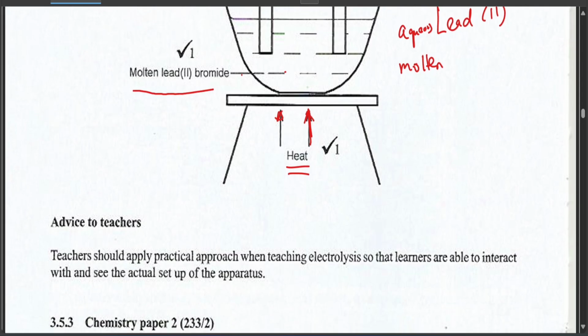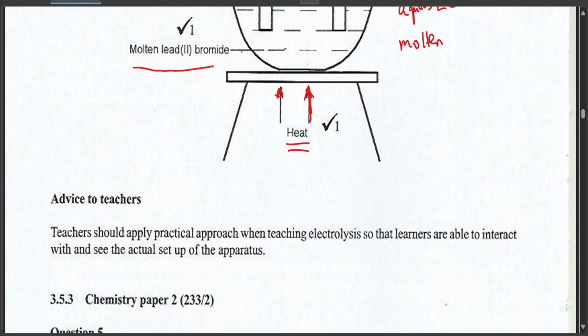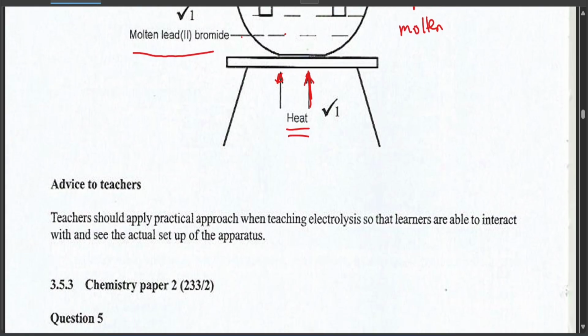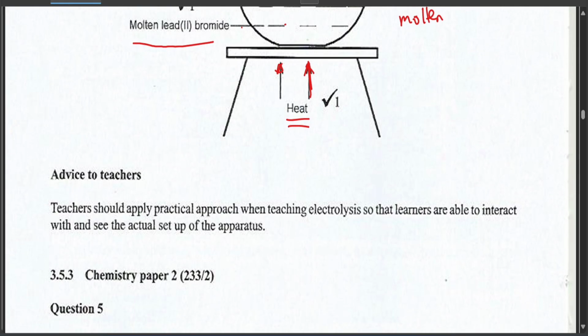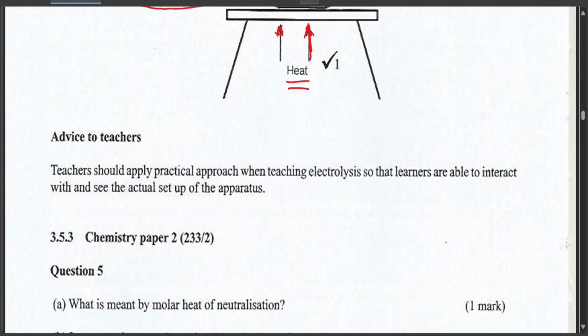So advice to teachers again: teachers should apply a practical approach when teaching electrolysis, so that learners are able to interact with and see the actual setup of the apparatus. So you can't waste your energy. If you're a teacher, you just take your student to the lab, you can check it out. I don't know why most of us tend to use the books to show the experiments when we have labs. So let's use the lab efficiently. If you can't use the lab, we have videos, we have projectors. You can use those to show them also.